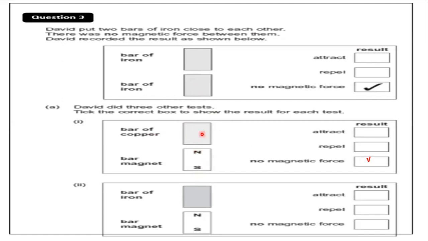Some of you will be confused and tell me it's going to repel. No, it's not going to repel, because if they repel, this means that this bar is a magnet too, and the two similar sides are facing each other. But as long as this part is not magnetic at all, it's not going to make any reaction against the magnet. The next question is, we have a bar of iron and a bar of magnet. In this case, we said that iron is one of the magnetic metals, so it's going to attract.